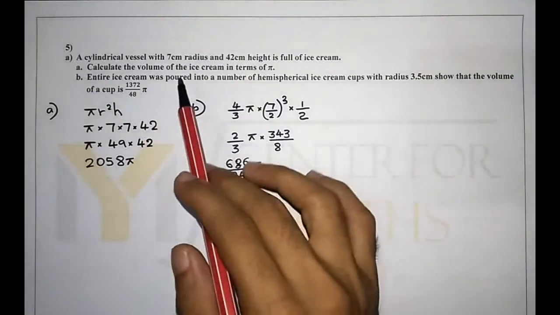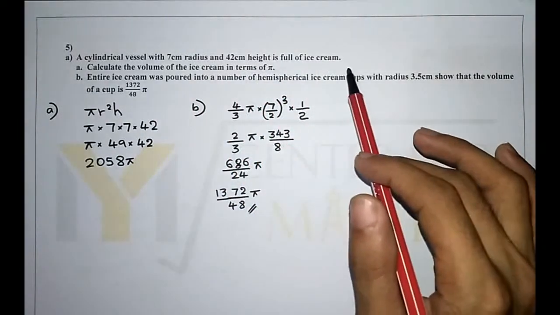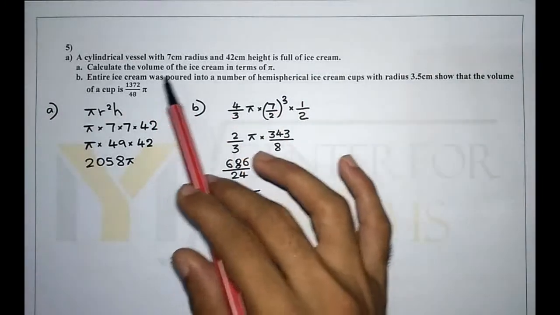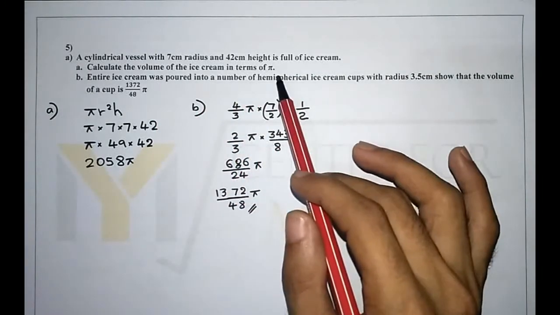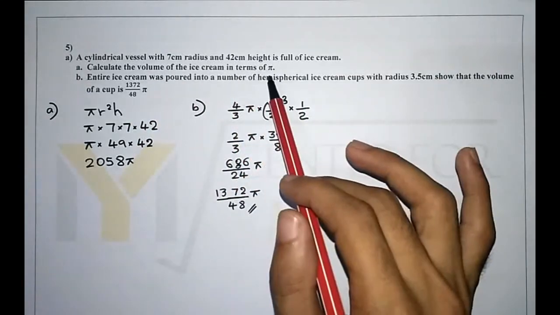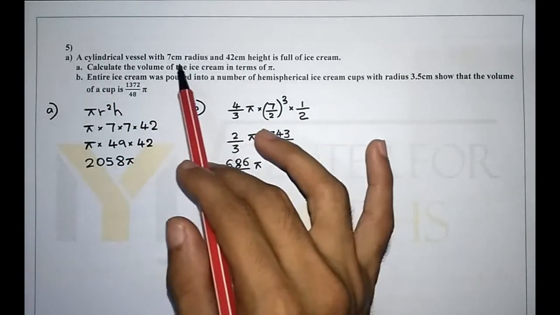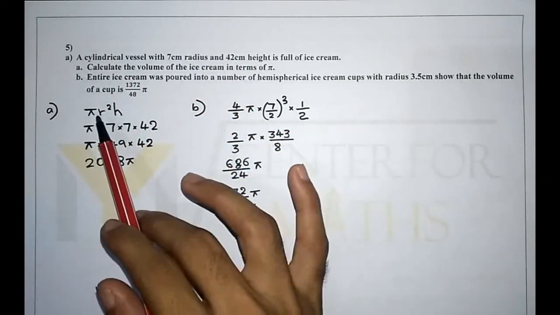And here the last question. A cylindrical vessel with 7 cm radius and 42 cm height is full of ice cream. Calculate the volume of the ice cream in terms of π. The cylinder is with radius 7 and height 42.